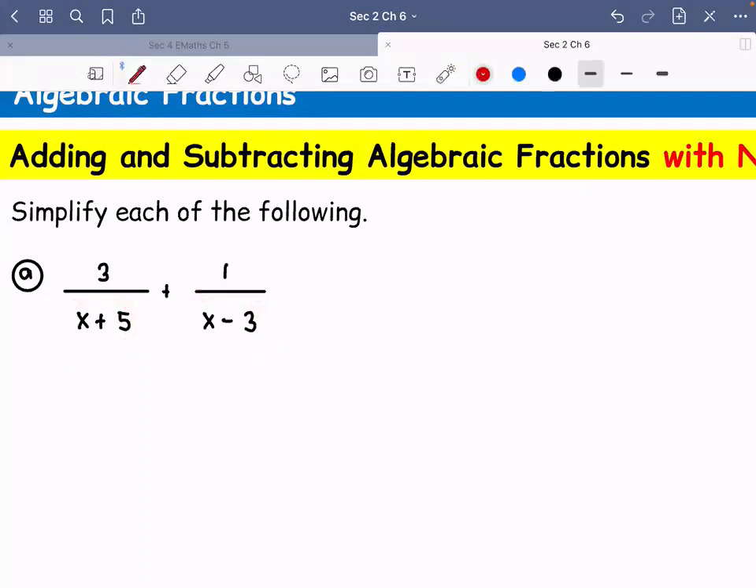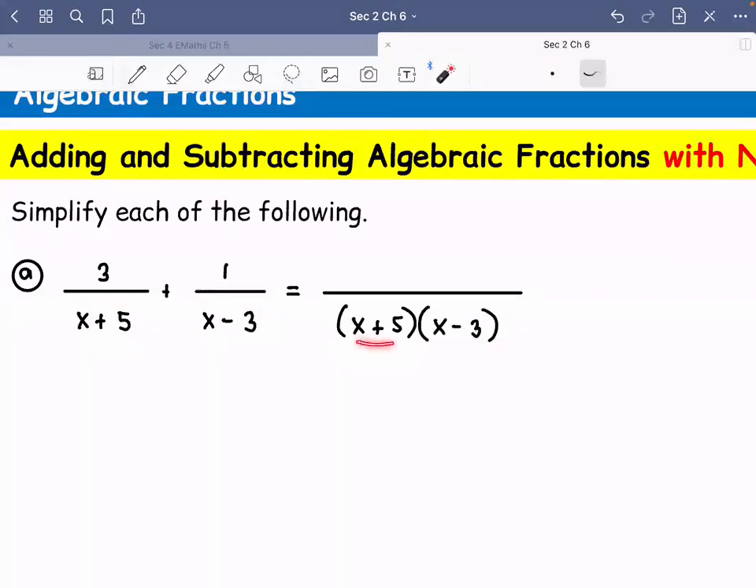So basically, class, the keyword here is just to combine them. Okay, combine or multiply them. But you don't have to simplify. So just write them together like this. So x plus 5 and then x minus 3, just like that. Okay, but then you don't have to simplify them. Just write them as is. So x plus 5 times x minus 3.